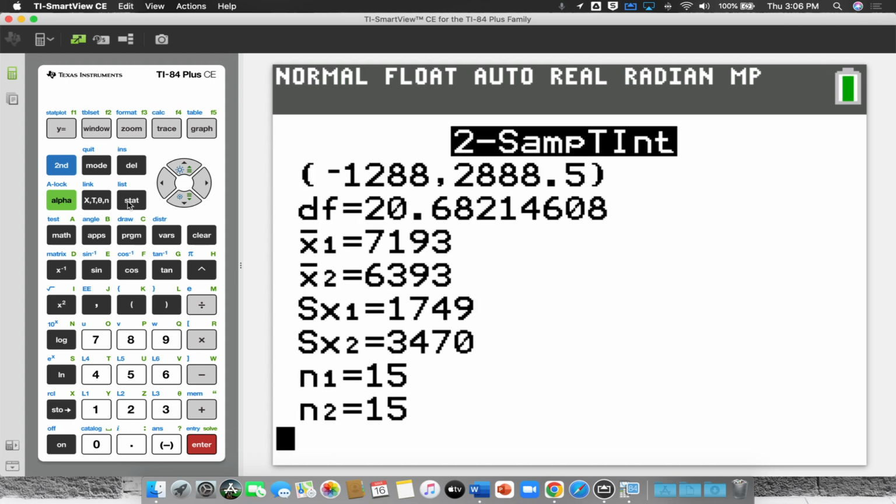There we go. So the first thing is the interval: negative 1,288 to 2,888.5.